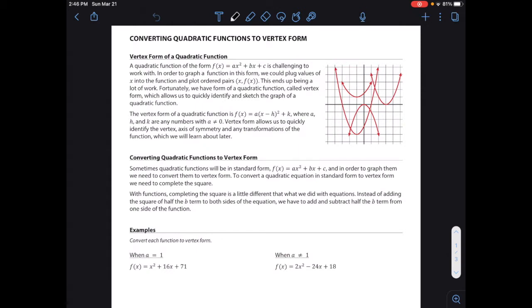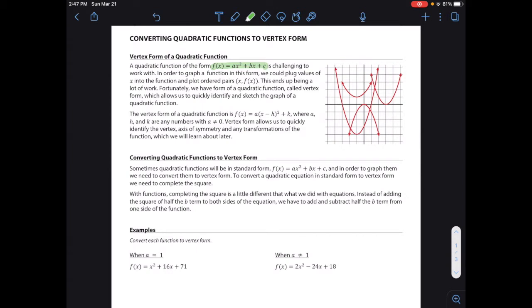And when we have functions, what we like to be able to do with them is graph them. And if we have a quadratic function in standard form, like ax squared plus bx plus c, it is challenging to graph that. It's not impossible, but it's challenging. And so what we're going to do is we are going to need to be able to convert the standard form of a quadratic function to what's called vertex form.